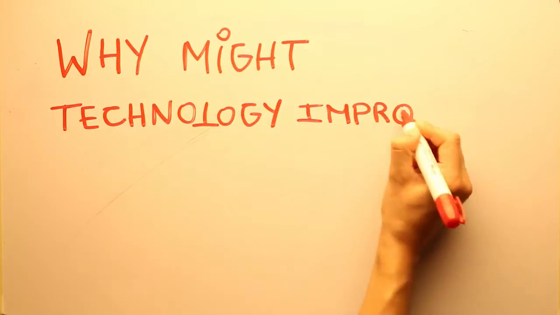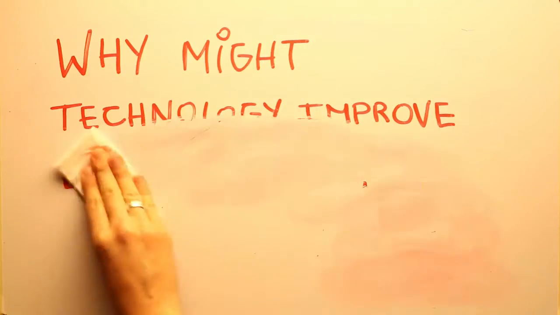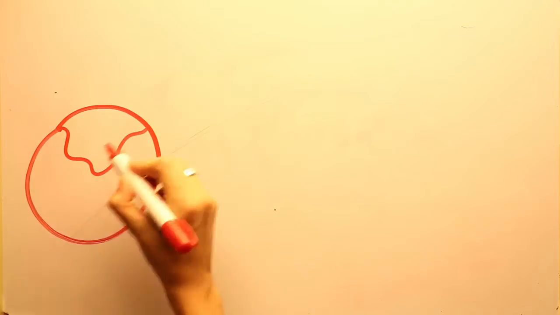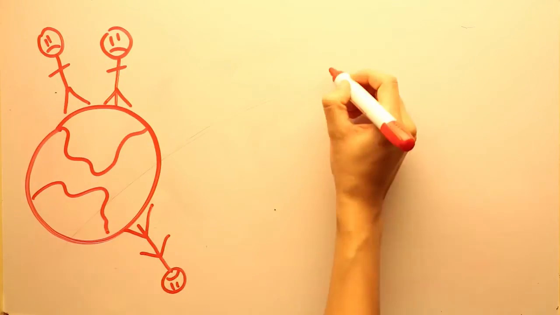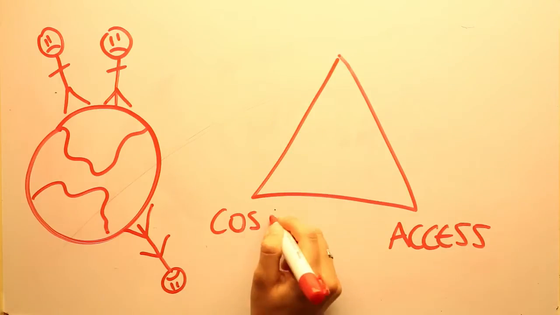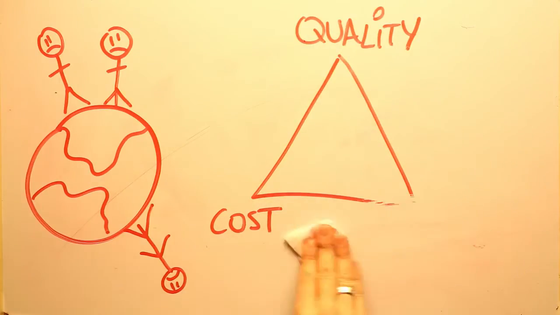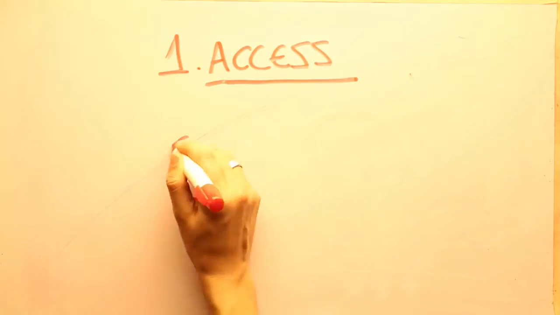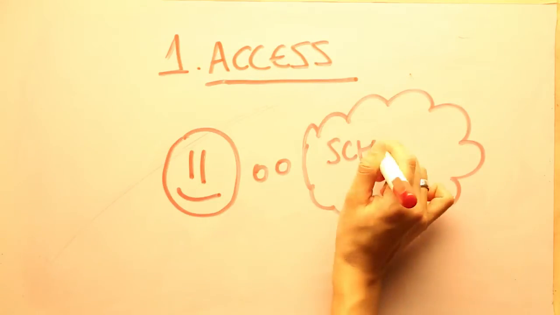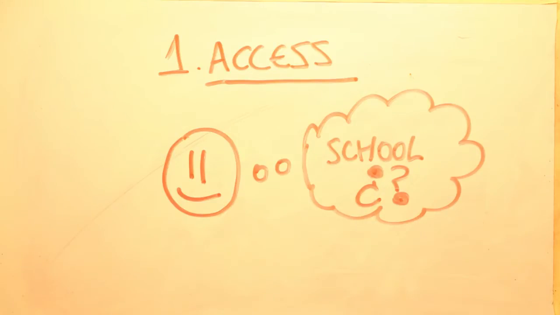Why might technology improve education? All over the world, there is a general dissatisfaction with the current education system. There are three most pressing problems in education: access, cost, and quality. The major problem in education today is that hundreds of millions of the world's citizens do not receive it. Over 100 million children never see the inside of a school.